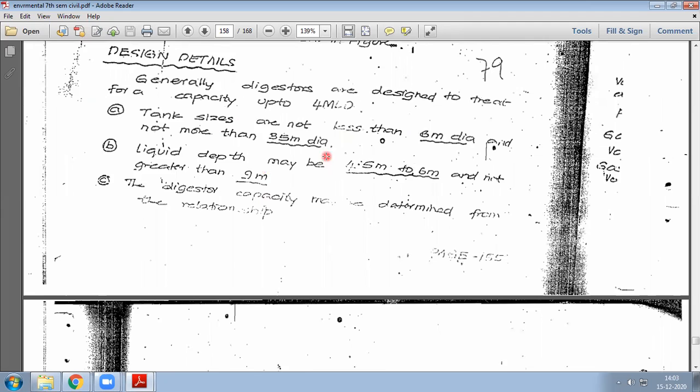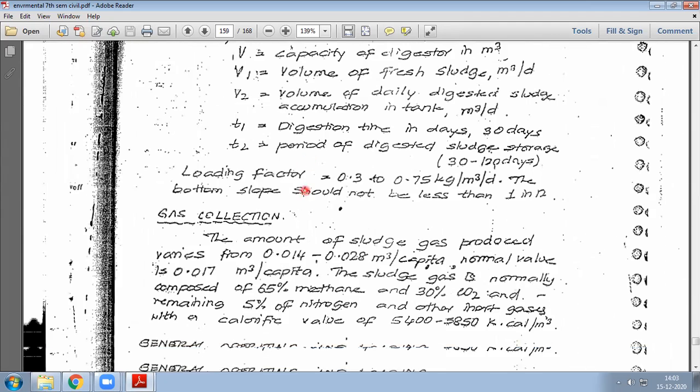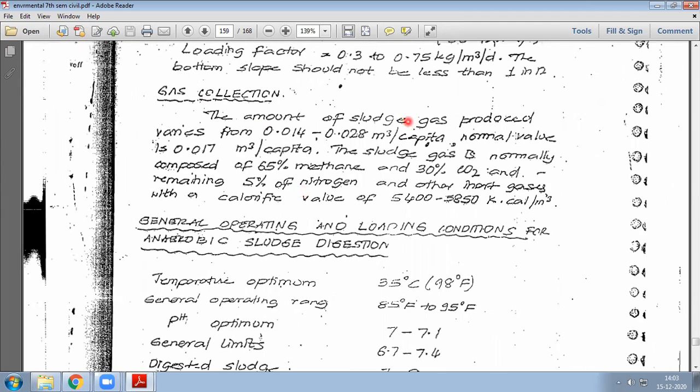So you try to read all these things since it is theory. I will not read everything, but go through some specifications. Okay. So gas collection, they are telling how much gas can be collected. Gas varies from 0.0142 to 0.028 meter cube per capita.